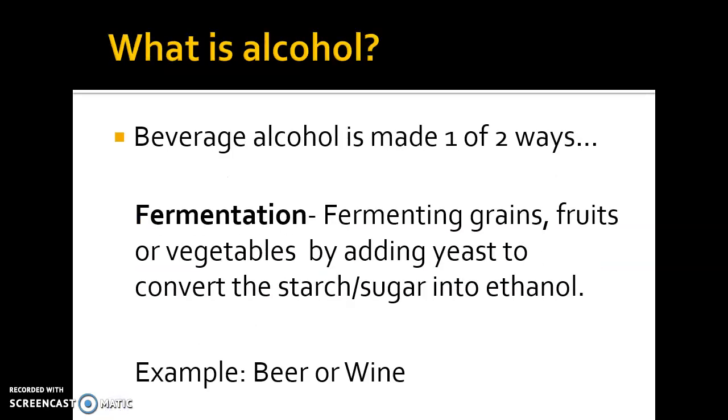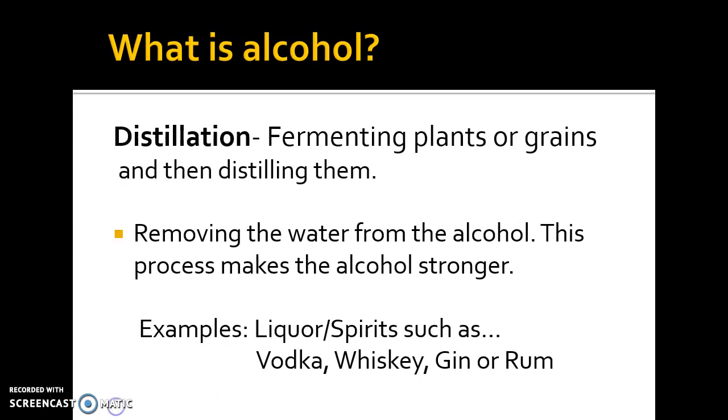Alcohol is made one of two ways. First is fermentation. This is adding yeast to the starch so that it is converting the sugar into ethanol, which is alcohol. Examples would be beer or wine. Next would be distillation. To distill an alcohol is removing the water from it, so it's making it stronger. And this would be liquors or spirits such as vodka, whiskey, gin, rum, and many more.